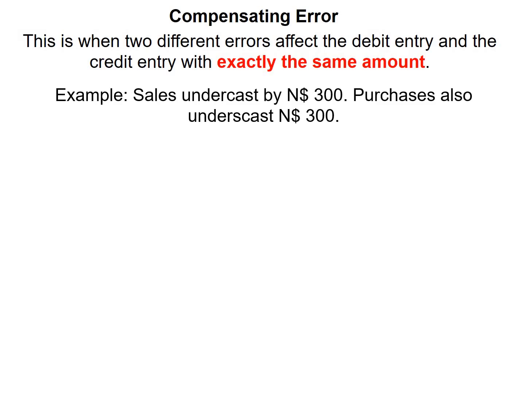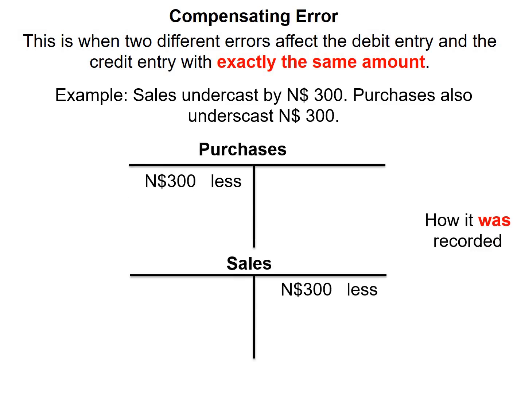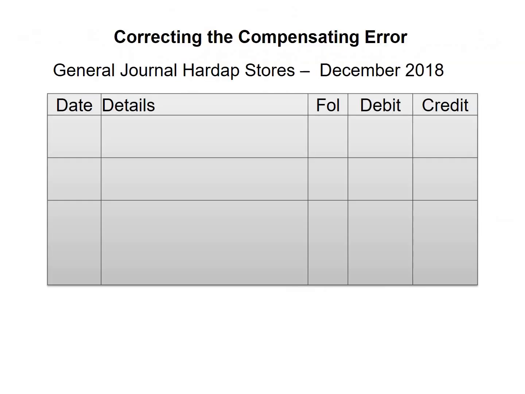Now this is two different errors for two different classes of accounts. Now let's have a look at how this was recorded. This shows that there is a shortage of $300 Namibian in our purchases account and a shortage of $300 Namibian in our sales account. Let's have a look at how we would correct this in our general journal.